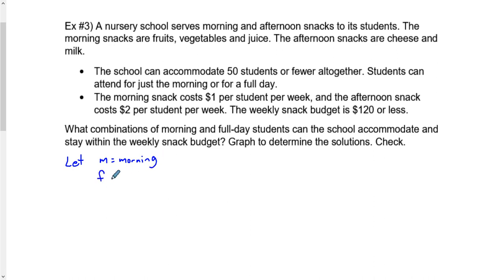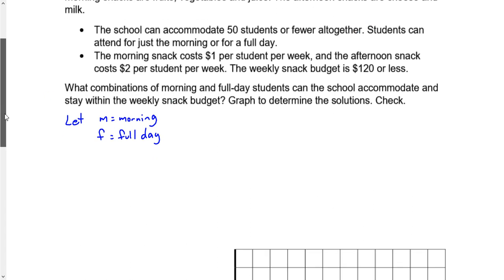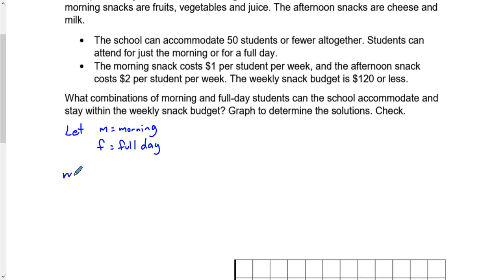Morning or full day. So it says that the school can accommodate 50 students or fewer altogether. So meaning the amount of morning students plus the amount of full day students could be less than or equal to 50. So that's one of our equations.